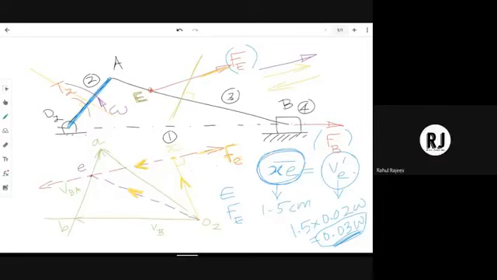Yes, sir. Okay. One more thing you have to keep in mind is the direction of V dash E. See, V dash E is in the negative direction. That means this is negative value.